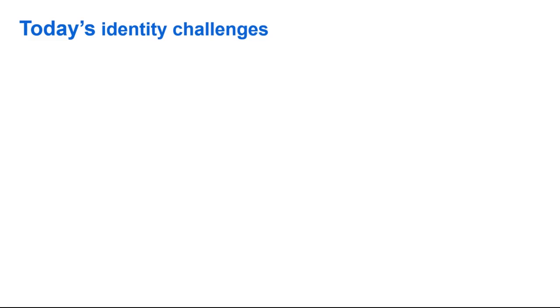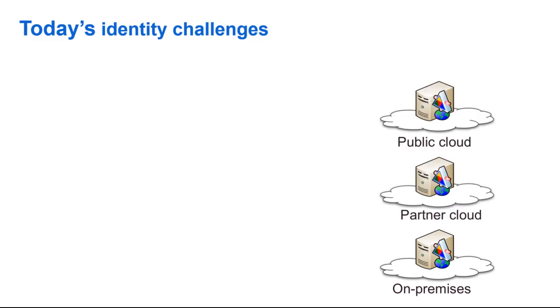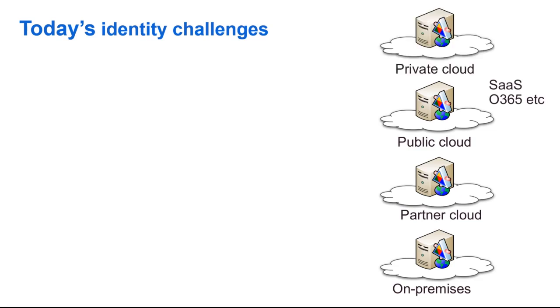To better understand how Azure Active Directory can help organizations secure identities in the cloud, let's take a quick look at some of today's identity challenges. So we have our resources, and those resources could be anywhere. They could be on-prem resources, they could be in a partner's cloud, they could be in a public cloud, SaaS apps, Office 365, they could be in our own private cloud.